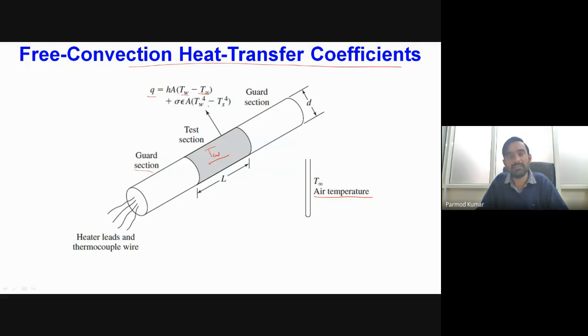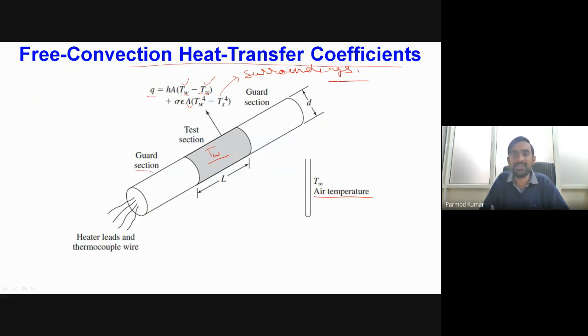Okay, so that will be our governing equation. Now in this governing equation, the area we already know, and the temperature of this particular wall we can measure with the help of a thermocouple. T infinity also we are measuring, and Ts, the temperature of the surroundings, I am also taking. So the surrounding temperature also we know.